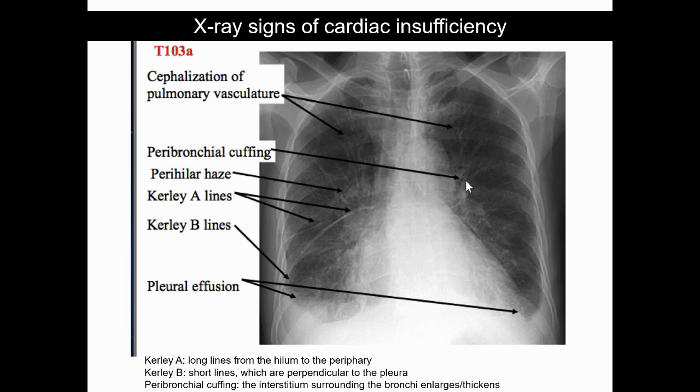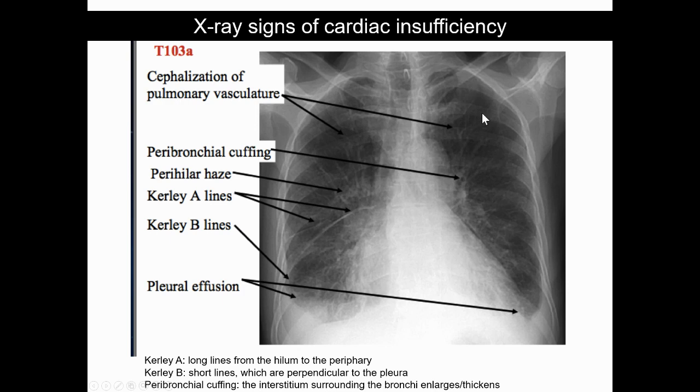Peribronchial cuffing is like you're looking at a bronchus which has a thicker wall, but this is not wall thickening. This is just the interstitium that's surrounding the bronchi, which contains lymphatics. And of course, if you have insufficiency, then a lot of fluid remains back in the lung and in the lymphatics of the lung, and so the interstitium thickens, and your eyes will see that as apparent bronchial wall thickening, but we call that peribronchial cuffing.